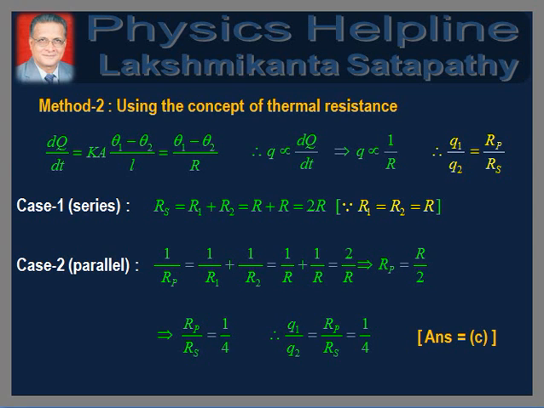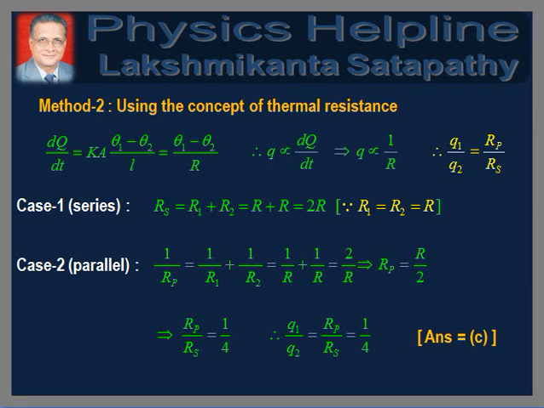Method 2. In this method, we will use the concept of thermal resistance. We have dQ by dt is equal to theta 1 minus theta 2 divided by R, where thermal resistance R is equal to L divided by KA. We observe that dQ by dt varies as 1 by R and Q varies as dQ by dt. Therefore, we have Q varies as 1 by R.